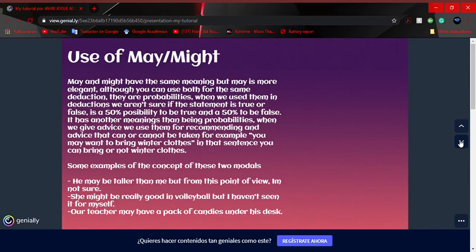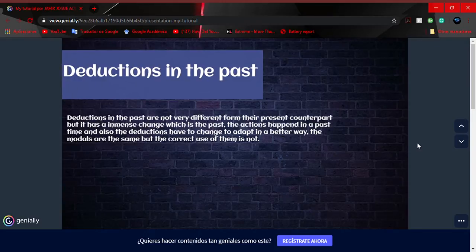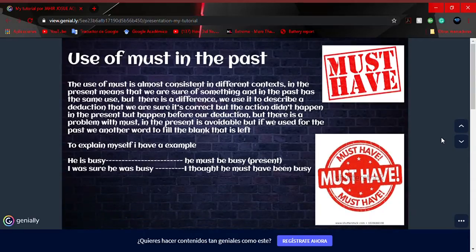After this, we come to the deductions in the past. Right here, we are not talking about the present, but we are talking about actions that happened in the past, which is very different. And we have to add have to the modals.